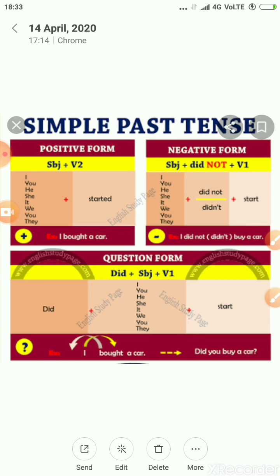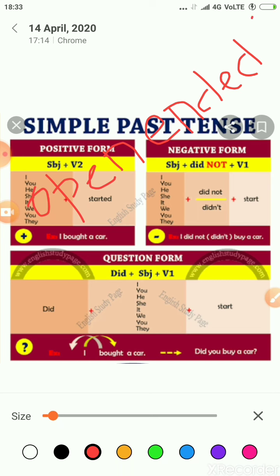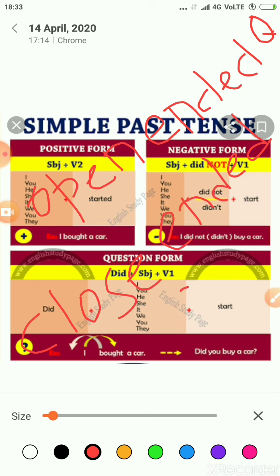Those are interrogative questions. I told you in class there are two types of question. The first is called the open-ended question, and the second is the close-ended question. So what is the difference between an open-ended question and a close-ended question?